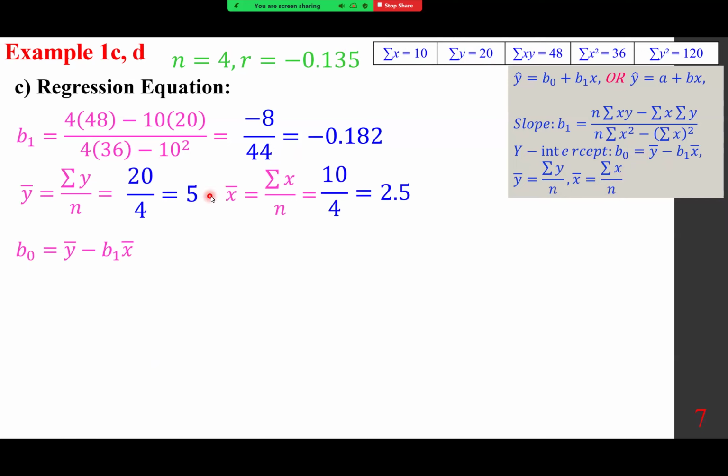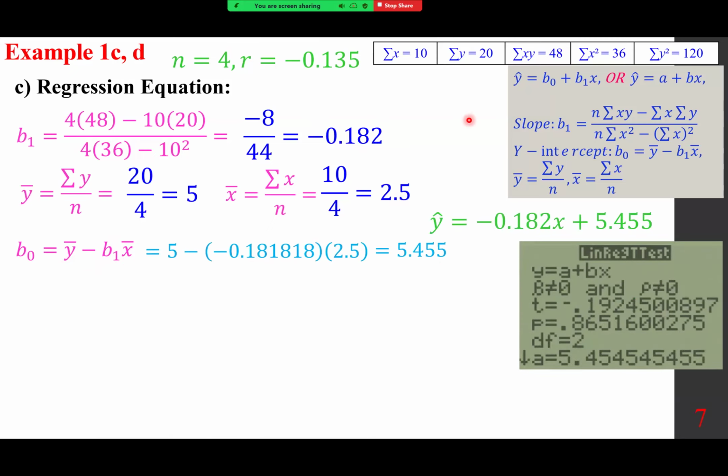Okay, let's just write the formula, which is 5 minus B1 times X bar. For B1, we use this one, but with a lot more decimals. When we did the calculation here, we stopped here, but we should really use the intermediate steps and a lot of decimals. Here's the answer. According to this, we have B sub 0 and B sub 1, and we write it. Therefore, Y hat is negative 0.182x plus 5.455.